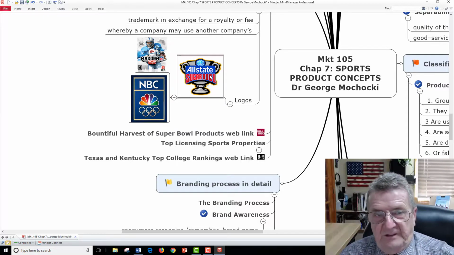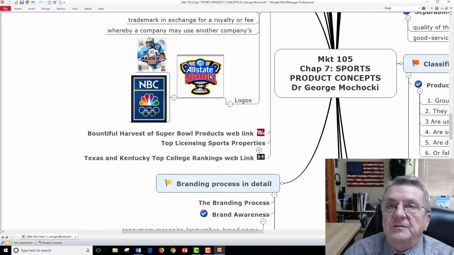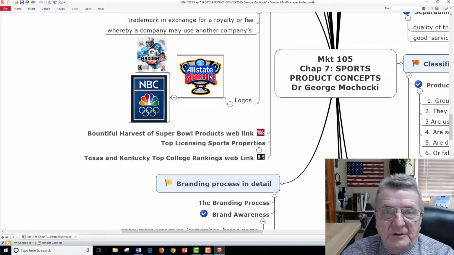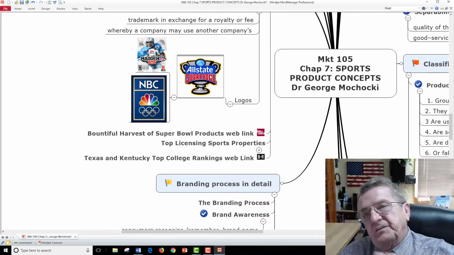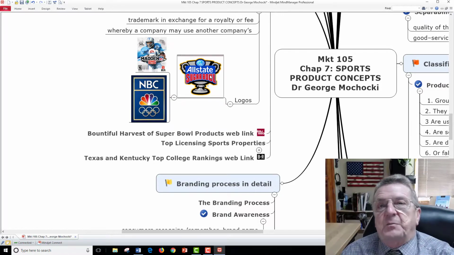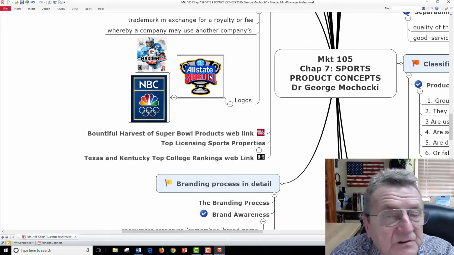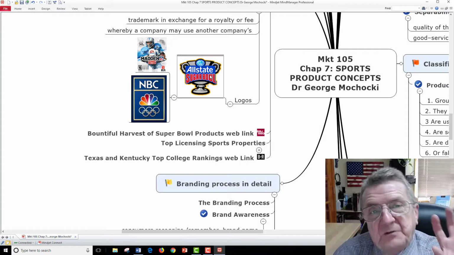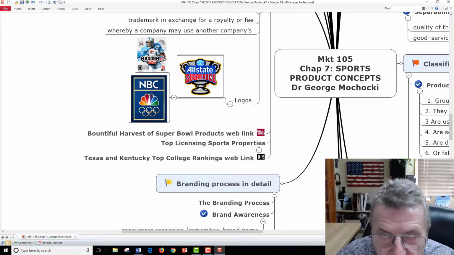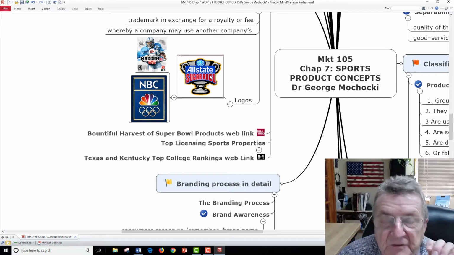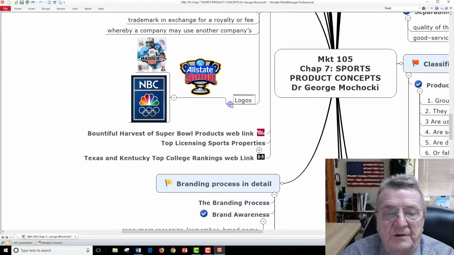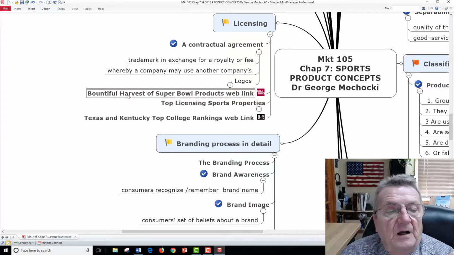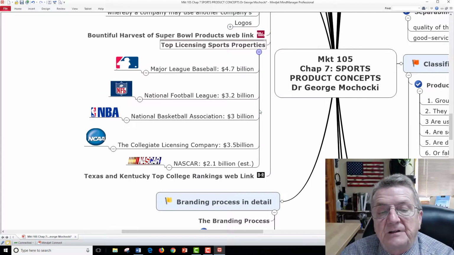You look at some of the NASCARs, as we talked about earlier in previous chapters, and you see all the stickers on there from different companies supporting the driver. He may win, she may win or may not, but their name's out there because they got a large number of consumers watching that sport or that event. Okay, Bountiful Harvest, Super Bowl products, web link, top licensing, sports participant, the Major League, right?